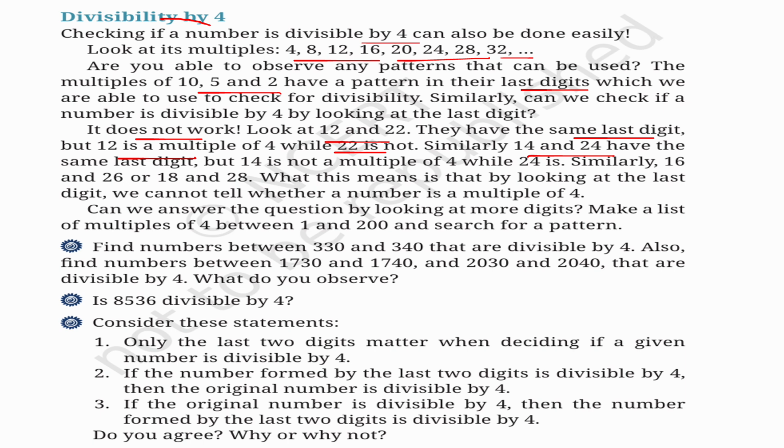What this means is that by looking at the last digit, we cannot tell whether a number is a multiple of 4. Can we answer the question by looking at more digits? Make a list of multiples of 4 between 1 and 200 and search for a pattern.